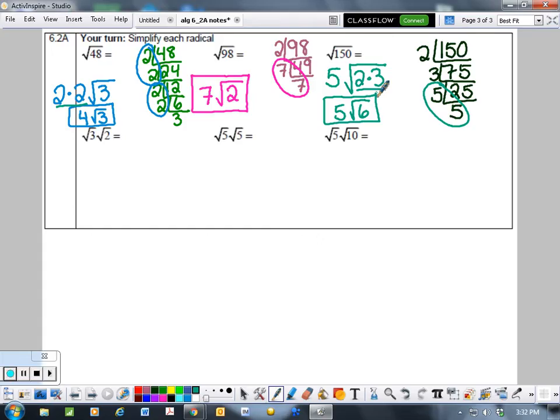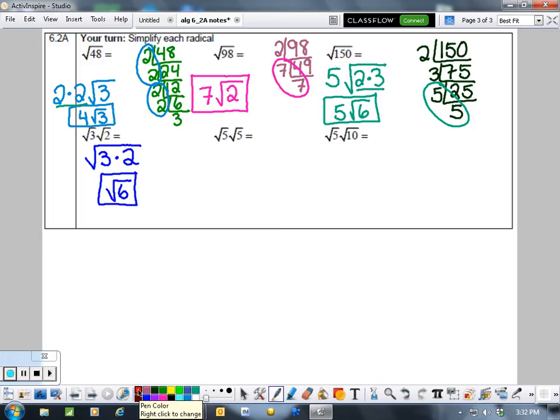Now our next examples are using one of our rules, but it's using the rule backwards. So what happens when I have square root of 3 times the square root of 2? Well, because they are times, I am allowed to put them together underneath one square root, because that is my multiplication property. And so this becomes just the square root of 6.